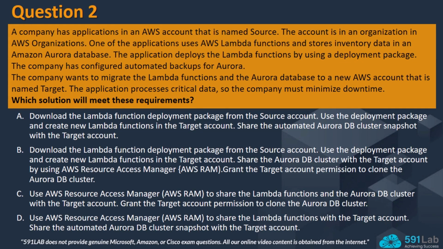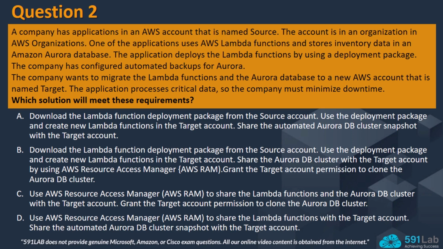Question number 2. A company has applications in an AWS account that is named Source. The account is in an organization in AWS Organizations. One of the applications uses AWS Lambda functions and stores inventory data in an Aurora database. The application deploys the Lambda functions by using a deployment package. The company has configured automated backups for Aurora. The company wants to migrate the Lambda functions and the Aurora database to a new AWS account that is named Target. The application processes critical data, so the company must minimize downtime.